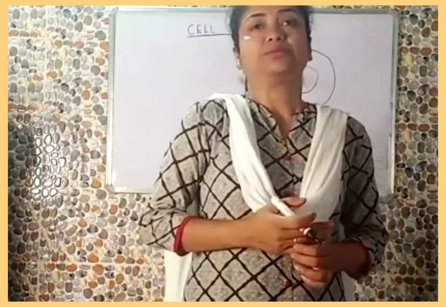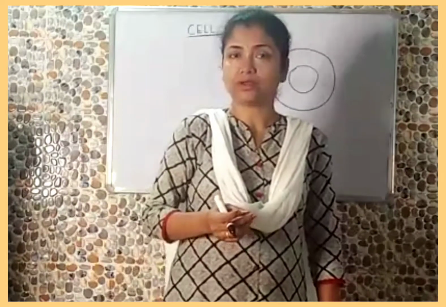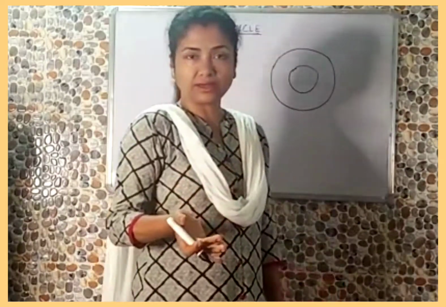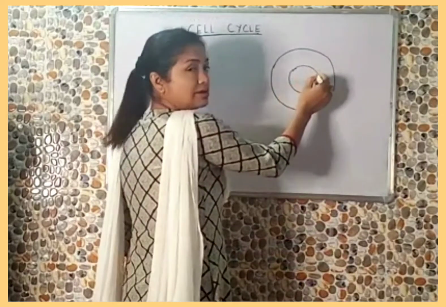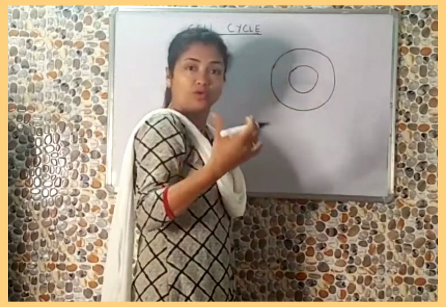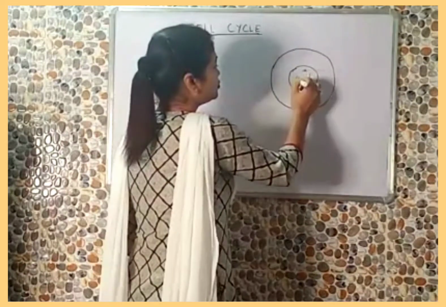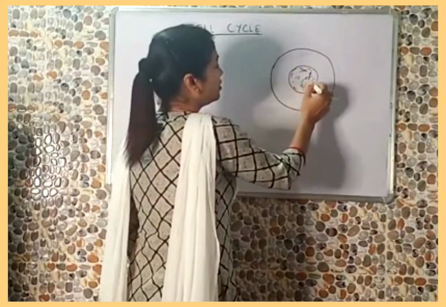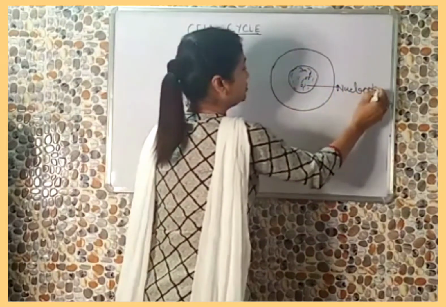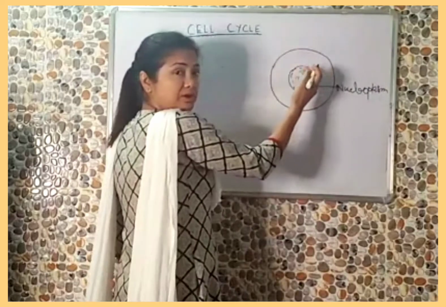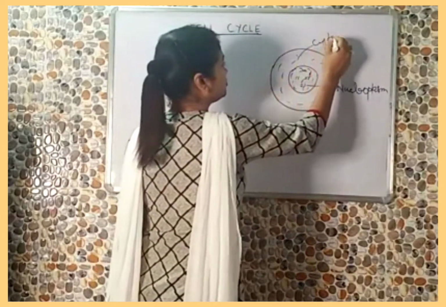Now today I am going to discuss a cell cycle from second paper unit 7. So what is cell cycle? This is a cell and this is nucleus. As we all know, inside the nucleus the semi-liquid substance is known as nucleoplasm, and outside the nucleus the semi-liquid substance is known as cytoplasm.